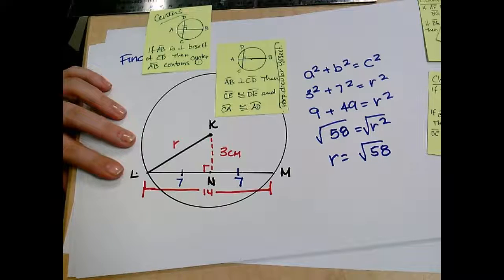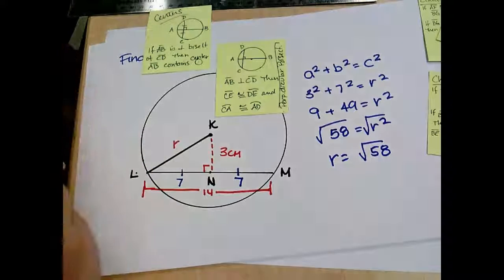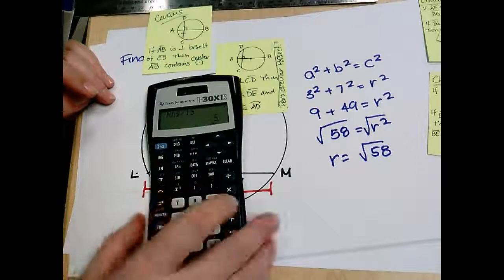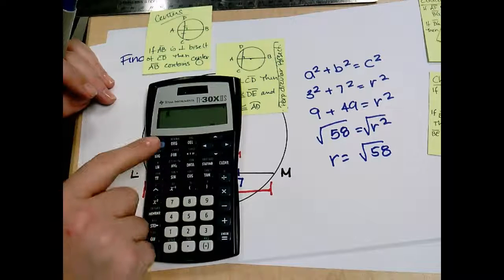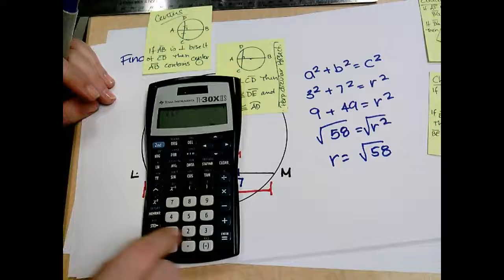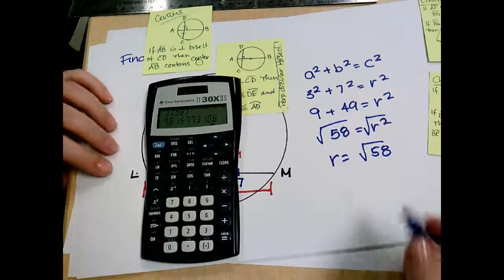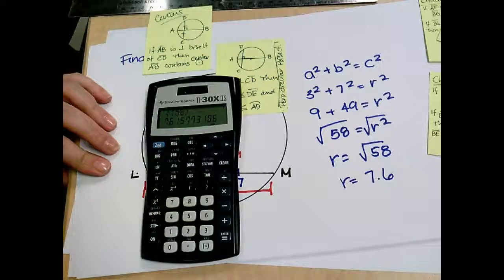Now, since they're asking us in the directions to find a length, they're going to tell us that we need to round it to, say, the nearest tenth of a unit. So I can go right in here, put in my square root symbol, put in my 58, and I've got 7.61. So my radius is 7.6 rounded.